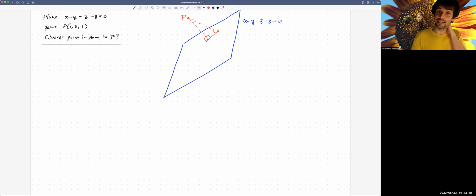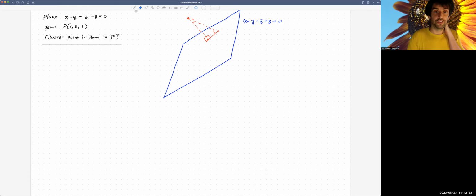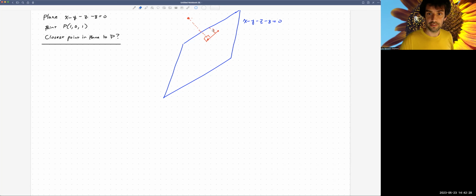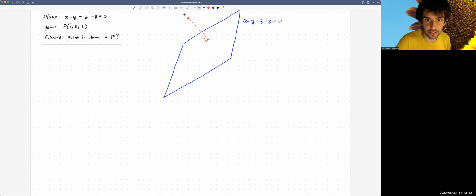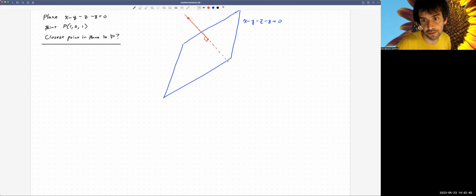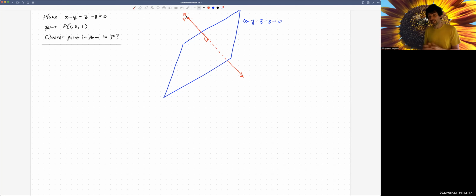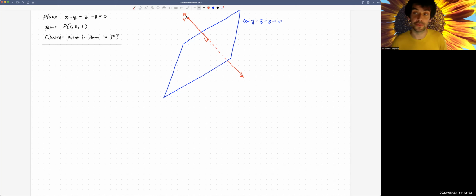What we can do is figure out the equation for the line. Let's erase some of this to make this a little easier to look at. We can find the equation of this line, the line continuing on through the plane. This is the line that goes through point P and intersects the plane orthogonally. It's perpendicular to the plane, okay?